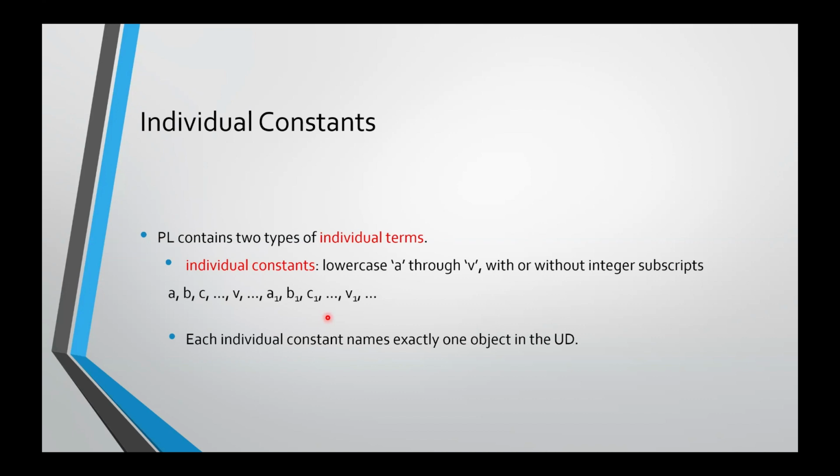You can't have ones that refer to something outside of the universe of discourse. You can't have ones that refer to more than one object in the universe of discourse. You can have more than one constant that refers to the same object, but you can't have a constant that refers to more than one thing.